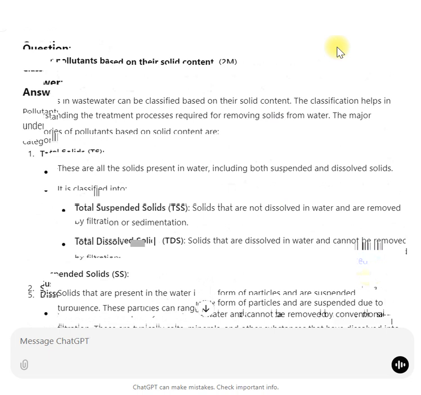Pollutant classification based on solid content. 1. Inorganic solids. These include salts, metals, and other minerals. They are usually dissolved (TDS) or present as suspended solids. 2. Organic solids. These include biodegradable materials such as plant material, waste from animals, and other organic compounds.